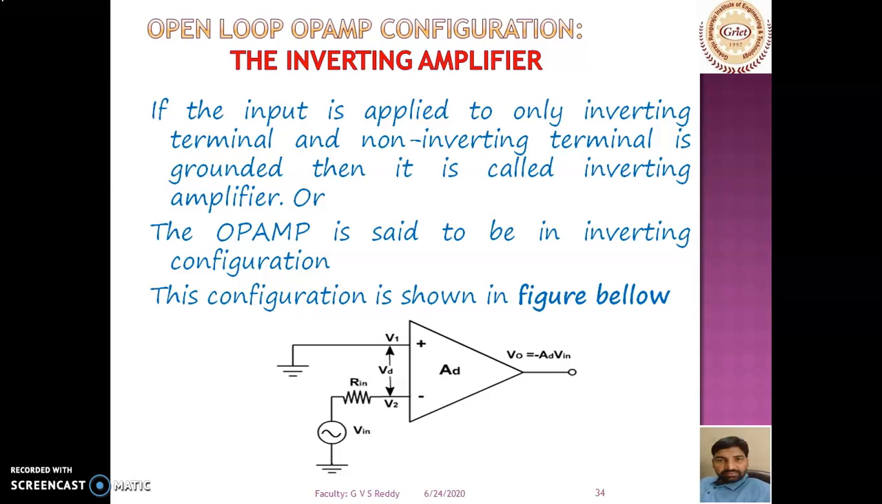Next, the second one, the inverting amplifier. If the input is applied to only the inverting terminal and the non-inverting terminal is grounded, then it is called an inverting amplifier. The operational amplifier is said to be in inverting configuration. This configuration is shown in the figure. See here the operational amplifier, and one and only one input VIN is applied at the inverting terminal and the non-inverting terminal is grounded. At the output there is a corresponding output signal.